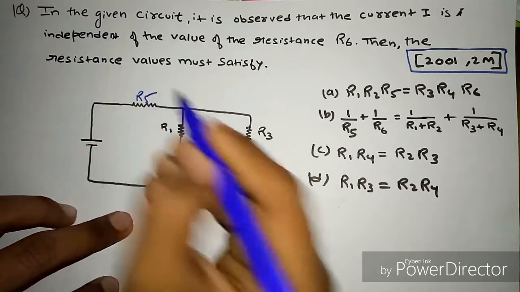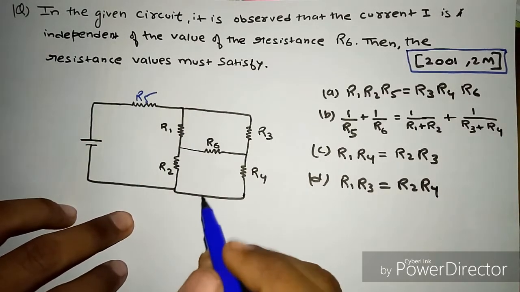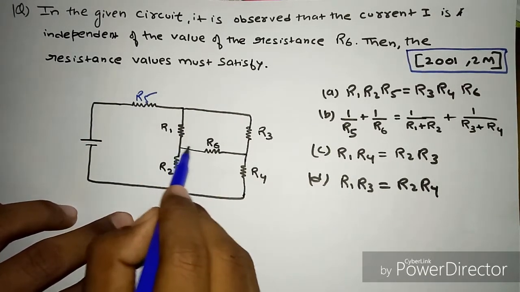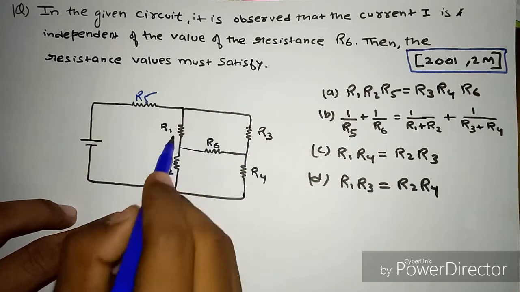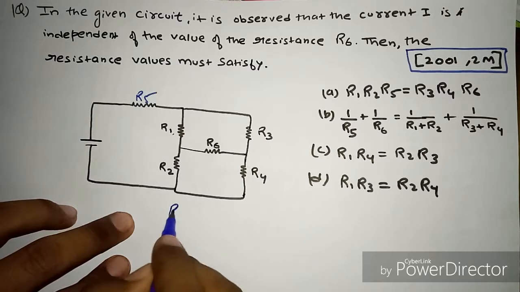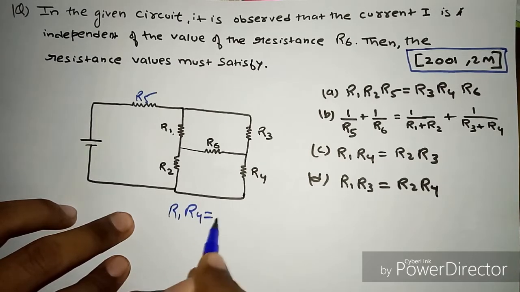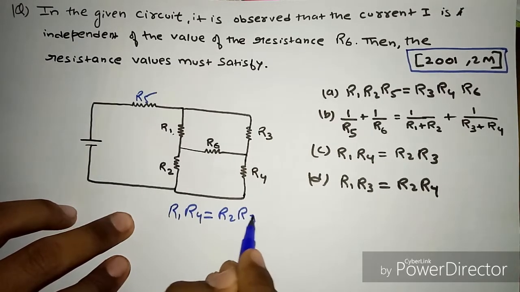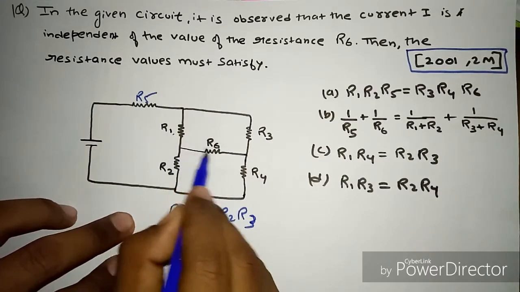This is R5, I forgot to write. Okay, so for no current to flow in this circuit, R1 into R4 equals R2 into R3. R1 R4 equals R2 R3, so that no current will flow in this R.